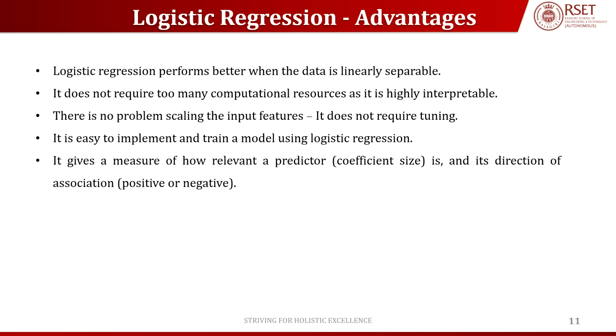Now the last advantage is that it gives a measure of how relevant a predictor or coefficient size is, and whether its direction of association is positive or negative. I have already said that while showing the sigmoidal curve. The probability values lie between 0 and 1. So if it is 0, we can clearly say this is not happening. If it is 1, a particular event is happening. But the in-between values give the probability values, that is the association.